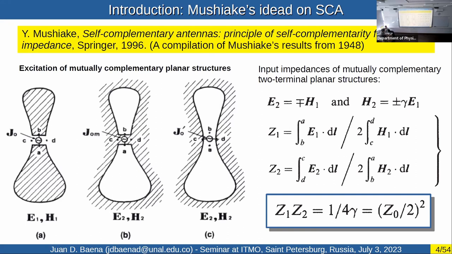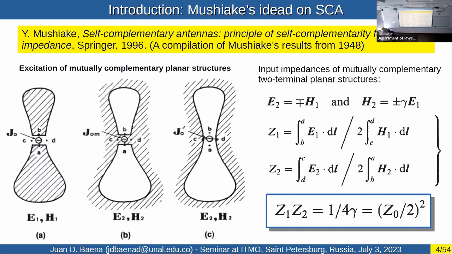Well, Mucciacci realized that the product of the input impedance of these two antennas should be connected with this number. So this is called the Mucciacci's relationship sometimes. Other times it is called duality relation. And it also appears in complementary filters. Maybe you know about that.